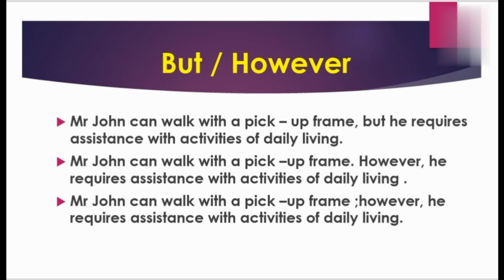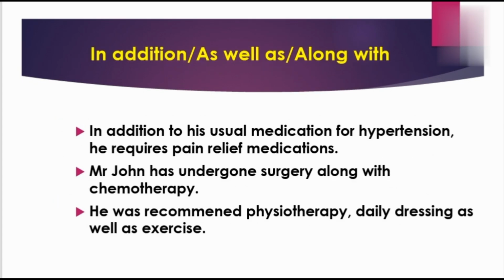In an OET letter, however can be used in two different ways. If you use however in the middle portion, use a semicolon and comma for separating. Another way is starting the sentence with however. You can see the examples. In addition, as well as, along with, these connectors are used to add extra information in the letter. It helps to provide conciseness and clarity.